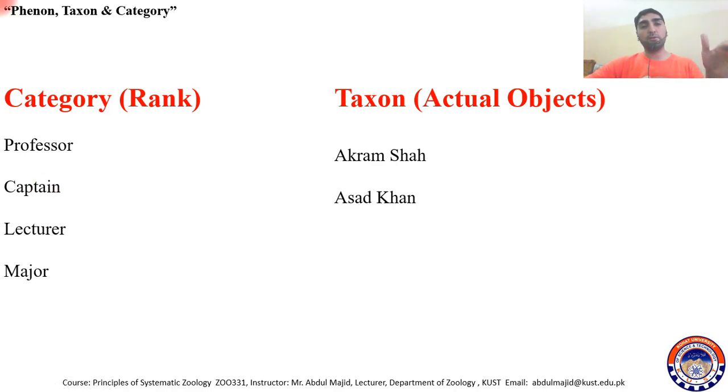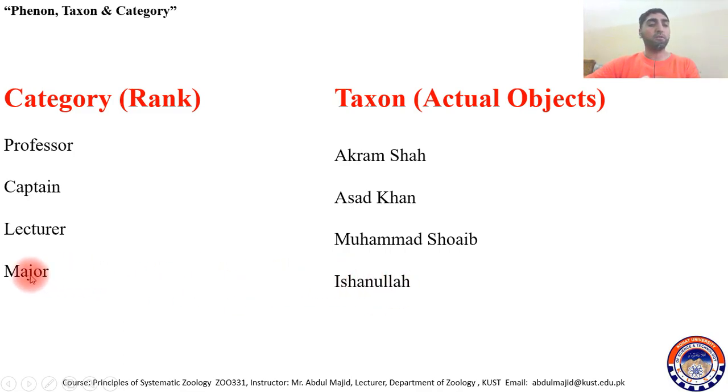The actual person is Asad, and you know he has the third rank in the army: second lieutenant, lieutenant, and then captain. And Muhammad Shoaib is a lecturer. Again, you know the actual person and his rank. And for example, Ehsanullah is a major. Again, you know the actual person and then the category. After passing a certain examination, Ehsanullah was placed in the rank of major. In the same way, Dr. Akram Shah was placed in his rank.